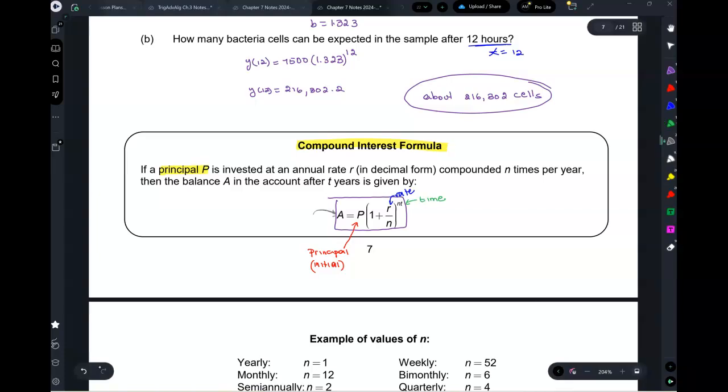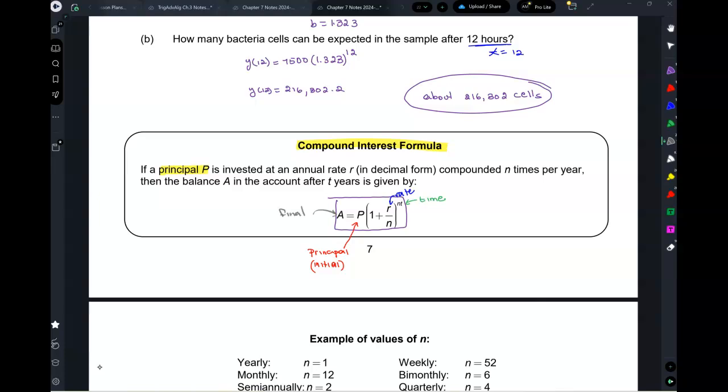A is the final amount. Basically, when you get your statement, you look and it's like, okay, how much money do I have in my account right now? That's A. Okay. What about N?